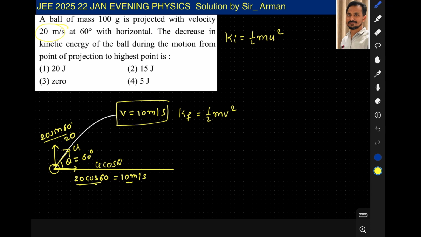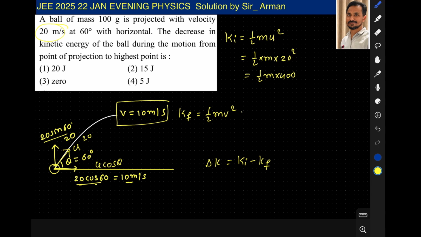And what is asked to find? It is asked to find the decrease in the kinetic energy. That is, we have to find the change in the kinetic energy, delta K, that is K initial minus K final, because initial kinetic energy is higher. Now, what is the initial kinetic energy? It is half into m into u square. Initial net velocity is 20 meter per second, which is given. So it is 20 square, so this will become half m into 400.